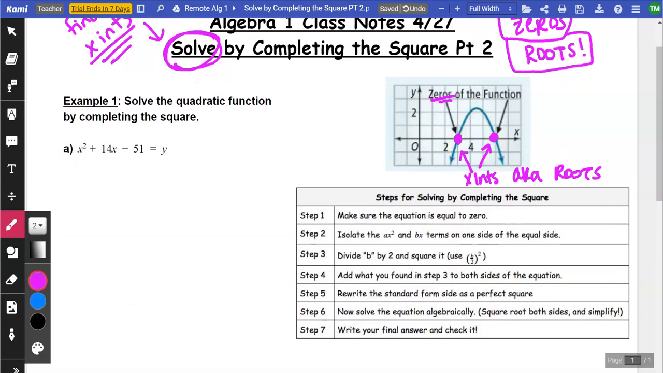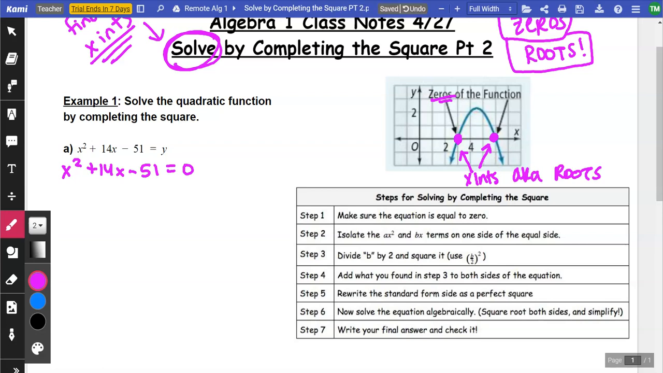So let's go ahead and follow our steps. I put our steps here for us just as a reminder. So step 1 is we need to make sure that the equation is equal to 0. So right now, x squared plus 14x minus 51 equals y. It's equal to y. We need this to be equal to 0. So we're going to plug in 0 for y. And why do we do that?